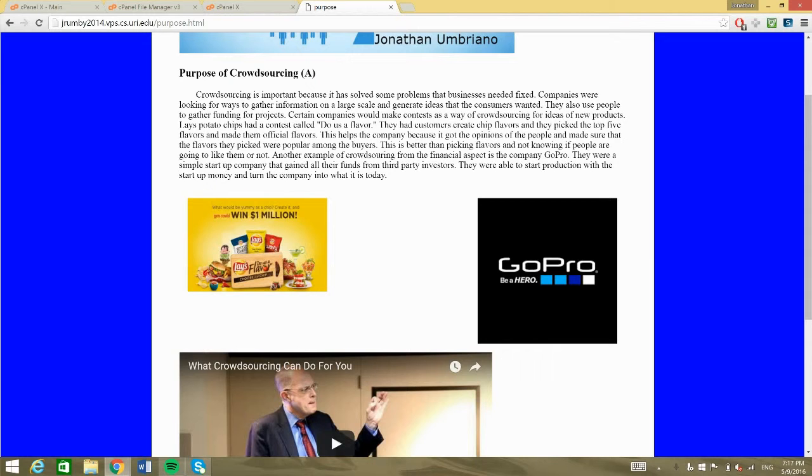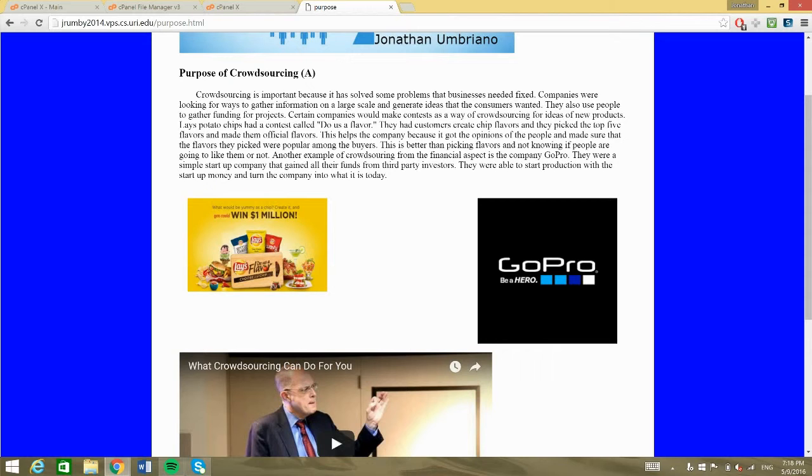So the purpose of crowdsourcing is right there under the purpose of crowdsourcing title. Crowdsourcing is important because it has solved some problems that businesses needed fixed. Companies were looking for ways to gather information on a large scale and generate ideas that the consumers wanted. They also used people to gather funding for projects.